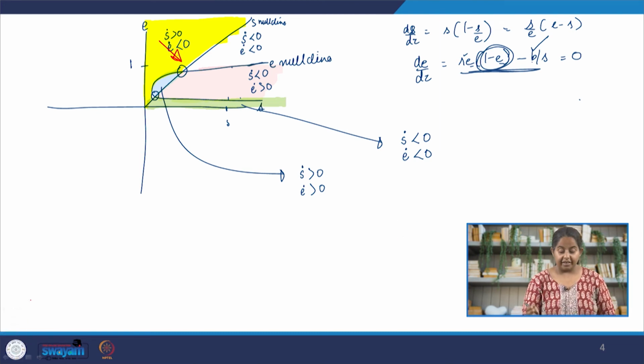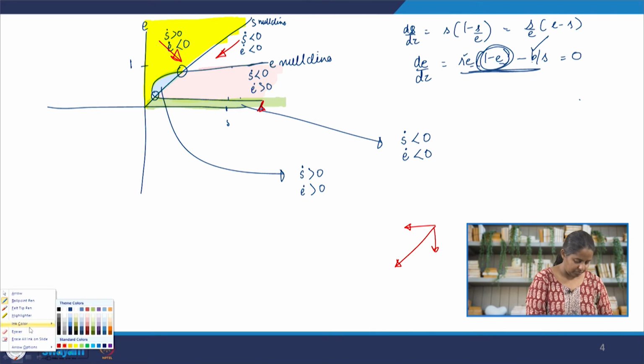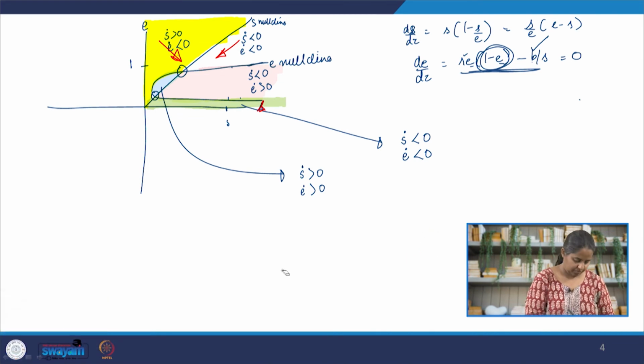Now let's look at the gray area. dS/dτ is negative, dE/dτ is negative. So in the S direction, this is S by the way, we are moving towards the left side. In the E direction we are moving downward. So the net movement is going to be here. Now let's look at the warm gray, the reddish gray portion. dS/dτ is negative, so the flow in the S direction is to the left, dE/dτ is positive. So in this direction, the net movement is going to be here.